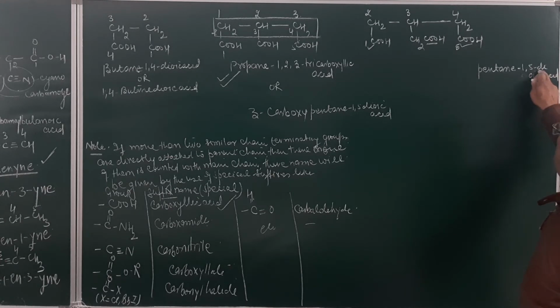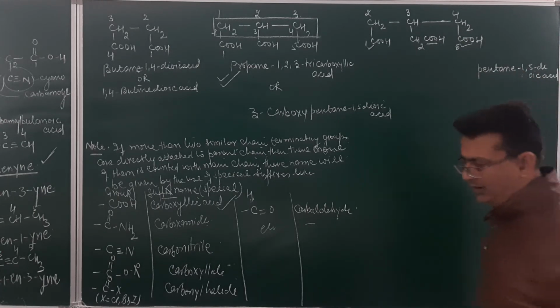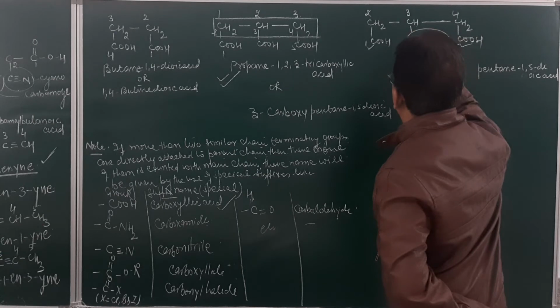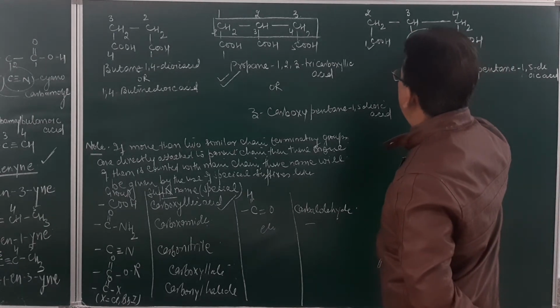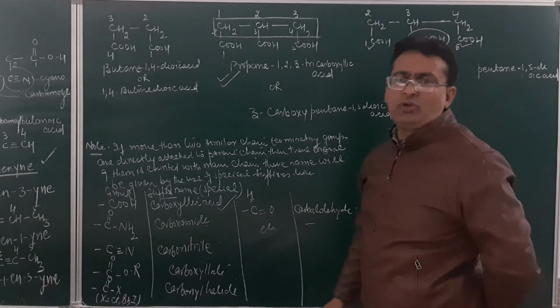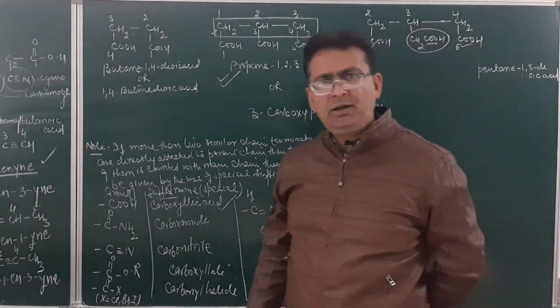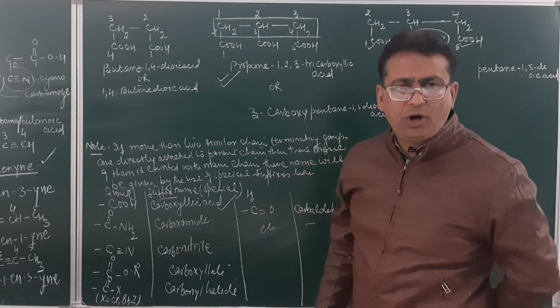Since it begins with a D, I have not deleted the E. They are present at numbers 1 and 5. So this will be pentane 1,5-dioic acid. Now, this is not directly attached to the main chain, but is attached to the CH2 group, which is attached to the main chain. So it becomes a substituent within a substituent. So it becomes a complex substituent.